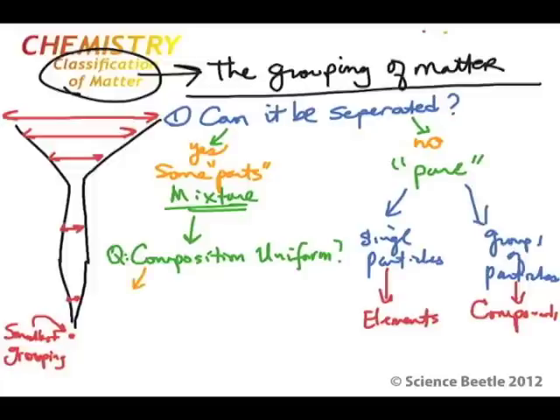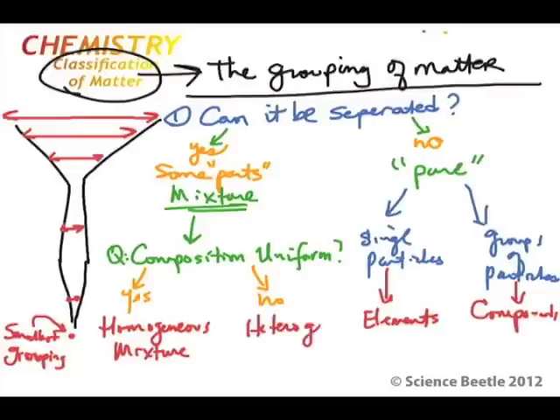If the answer is yes, if it's uniform, essentially what we've got here is we're going to have a mixture in which you cannot differentiate between one part and the other part, and essentially what you've got here is a homogeneous mixture. And if it's not uniform, essentially what you've got here is a heterogeneous mixture.